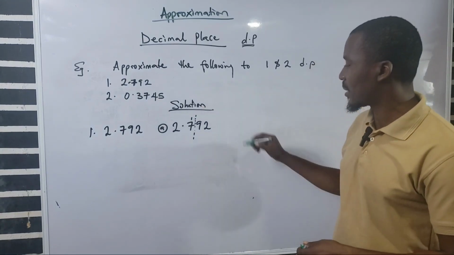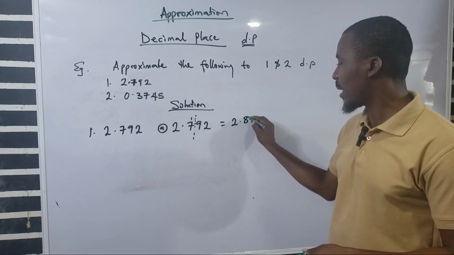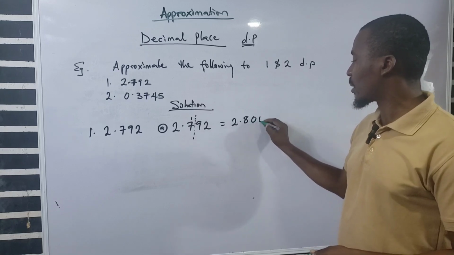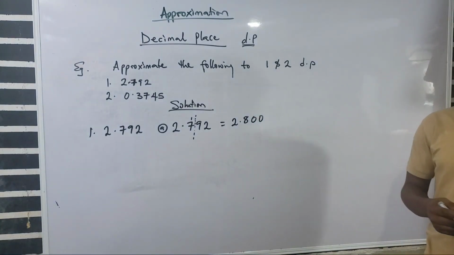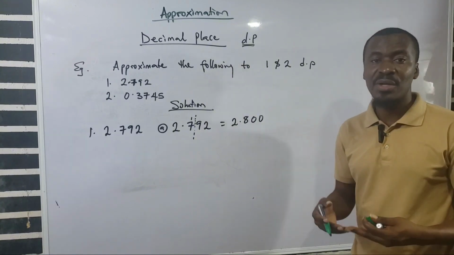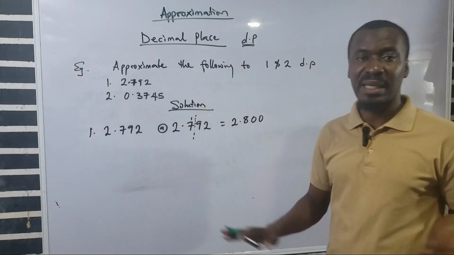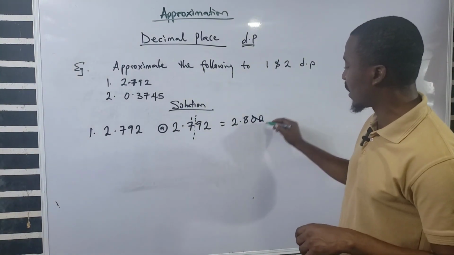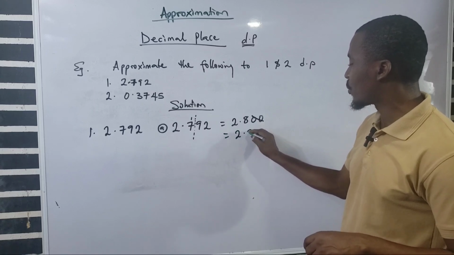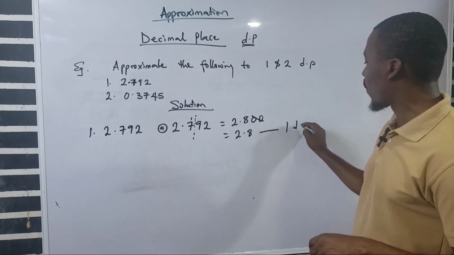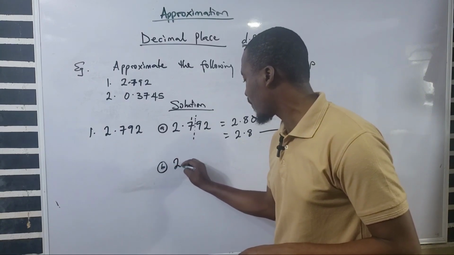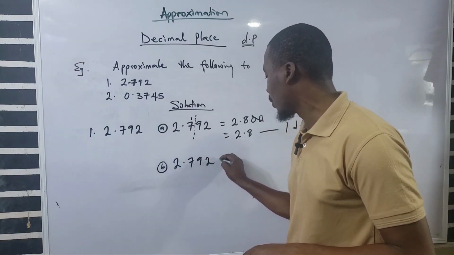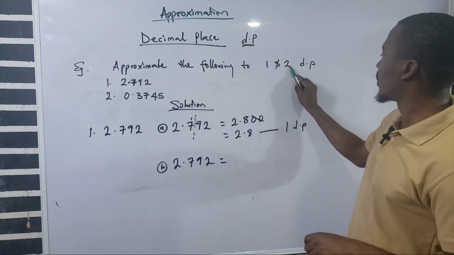So what do I do? I add 1 to this. That will give us 2.8. All this one will turn towards 0. But remember, when 0 ends a decimal number, those zeros are not significant. So we cancel it out. So what is our answer? 2.8. This is in 1 dp. Now for the second one, the same number, 2.792. So we count 2 decimal places.